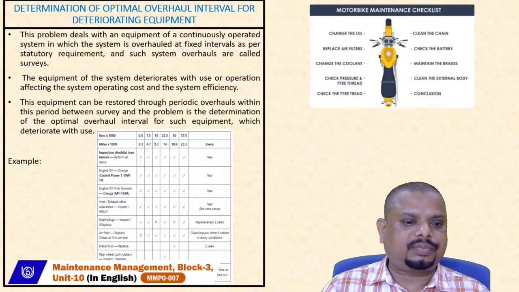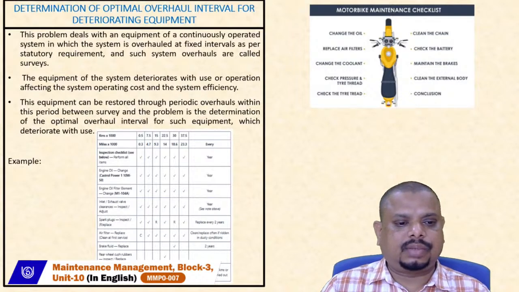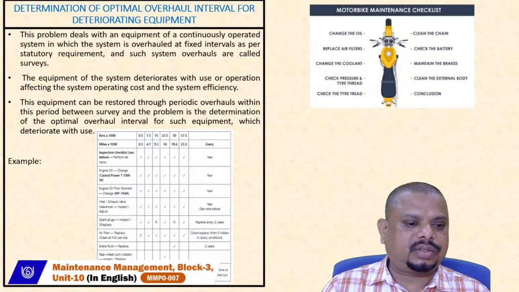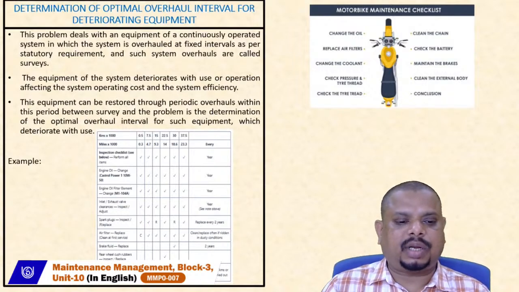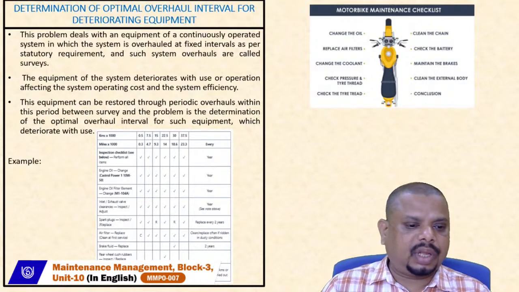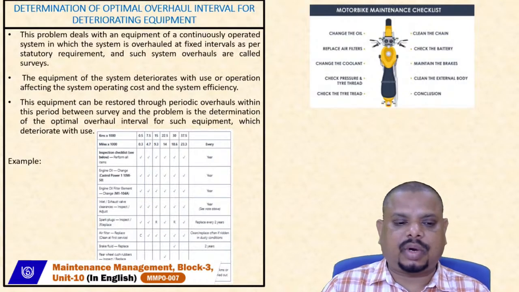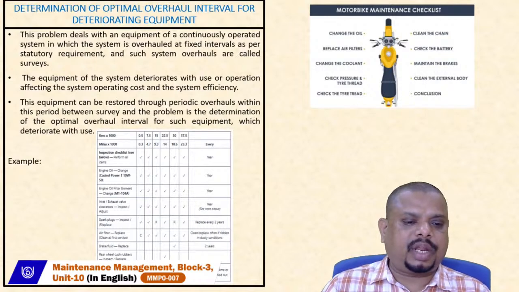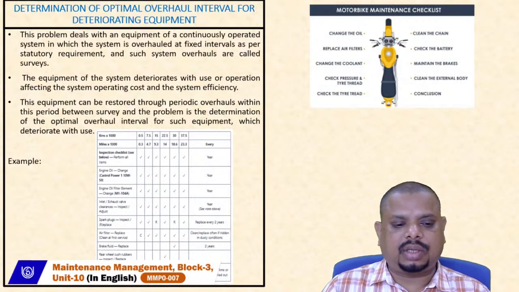First is the inspection checklist, performing all items, then engine oil change, then the engine oil filter element should be changed, then intake and exhaust valves should be cleaned, then the spark plug should be inspected. If required, go for replacement. Then the air filter is to be checked. If required, replace it. Then brake fluid should be checked. If required, it should be replaced. Then rear wheel brake rubber should be checked for the braking system. If required, replace it. And finally, the front fork oil or shock absorber oil should be inspected. If required, it must be changed.